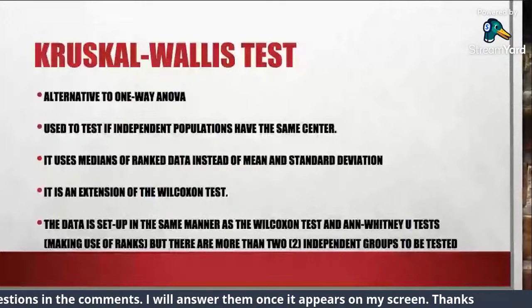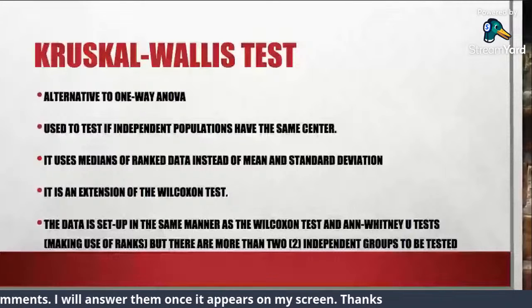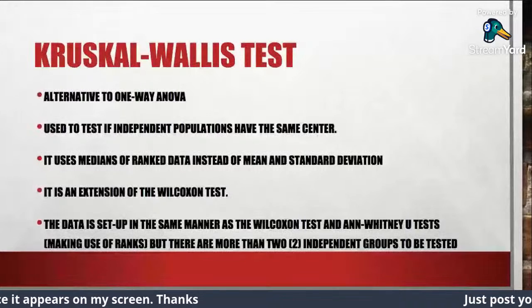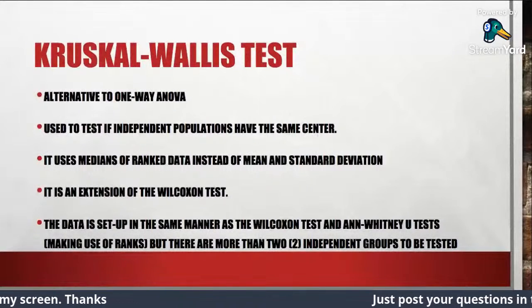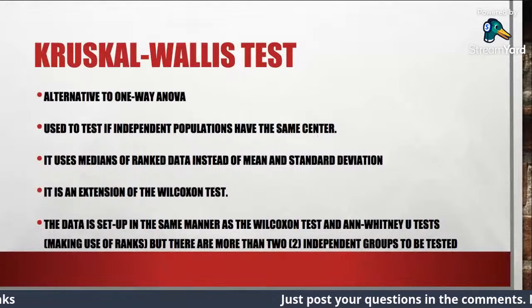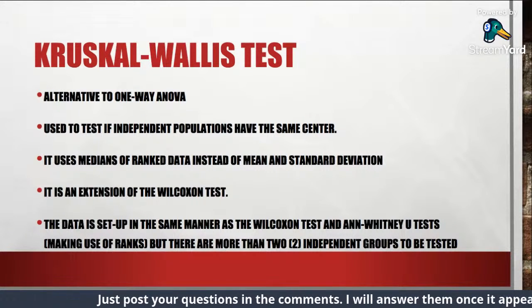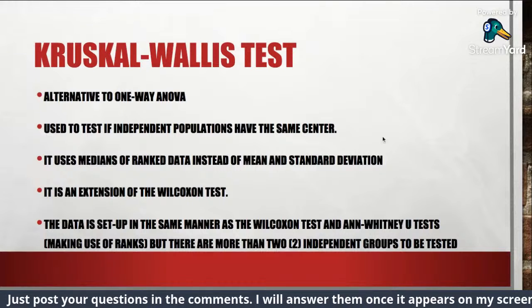So the data is set up in the same manner as the Wilcoxon test and Mann-Whitney tests, making use of ranks, all of them, but there are more than 2 independent groups to be tested. So for Kruskal-Wallis, there are more than 2 independent groups to be tested.